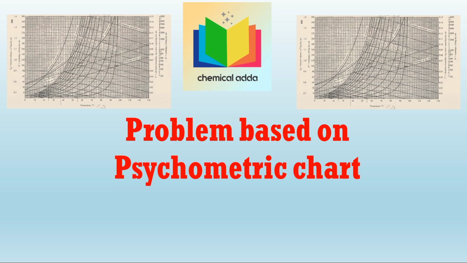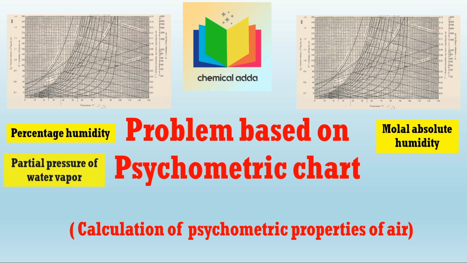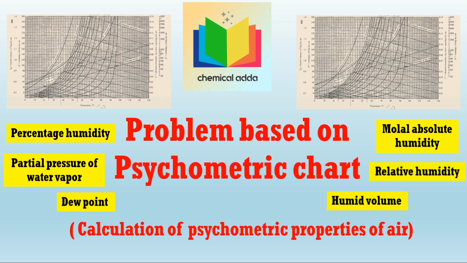In this video, we will see how we can find psychrometric properties of air, like percentage humidity, molar absolute humidity, partial pressure of water vapor, relative humidity, dew point, humid volume, humid heat, and enthalpy by using the psychrometric chart.